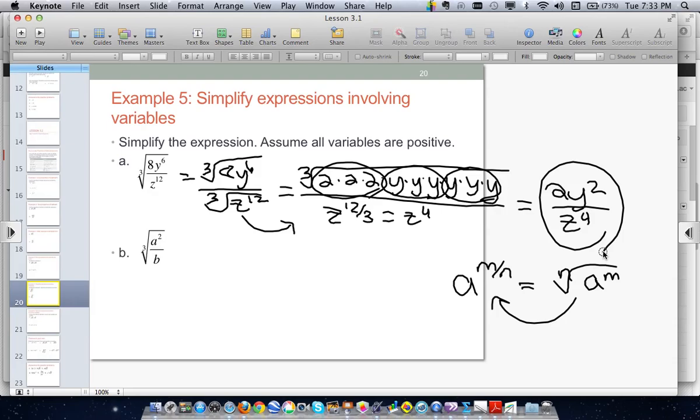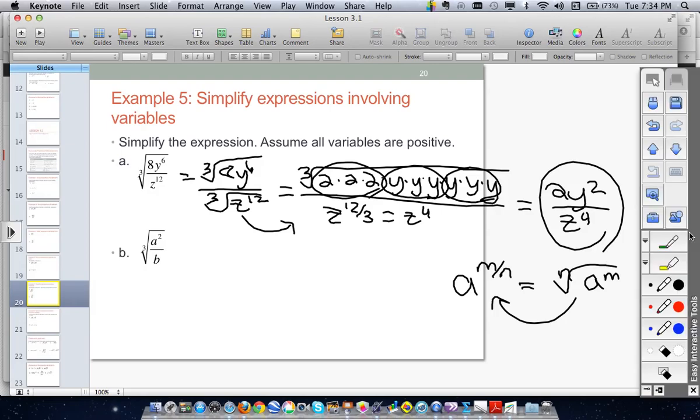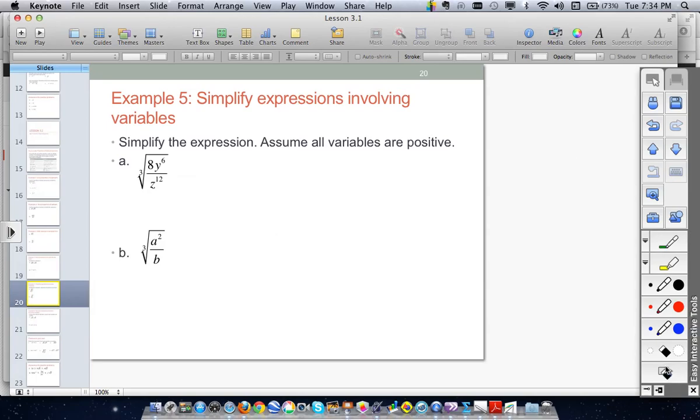I could have taken the z's apart and said z times z times z times z and so on and so forth until I had 12 z's out, and then grouped them by 3's, and I would have had 4 groups of z. So z to the 4th. I'm just simplifying that step. I'm going to go ahead and erase this so we have some room for part B.